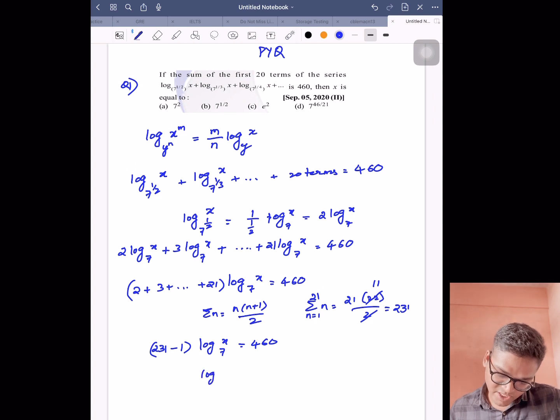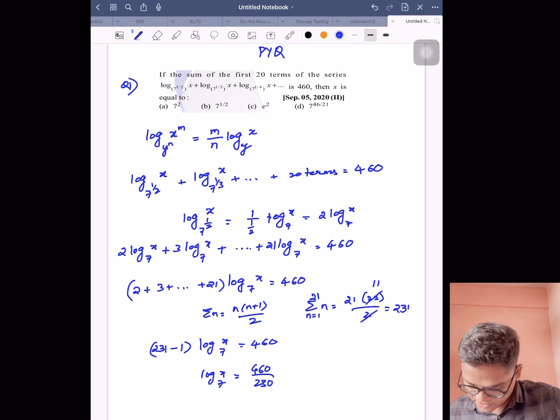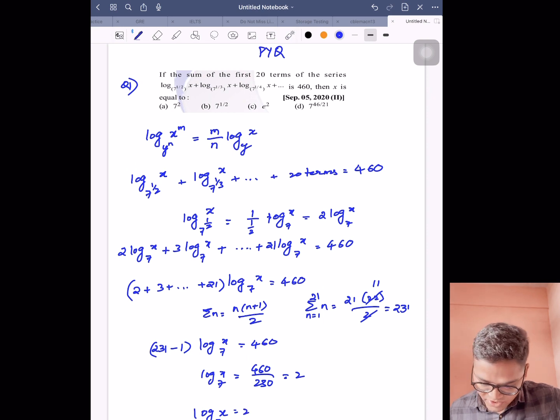So log x to the base 7, how much will that be? 460 divided by 230, which is equal to 2. So log x to the base 7 equals 2. You know this one, right? When you transpose the log, the base becomes the power, the exponent. So x is equal to 7 squared, which is equal to 49.